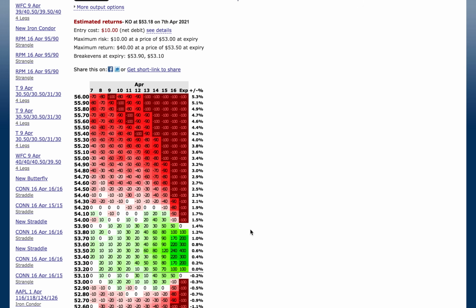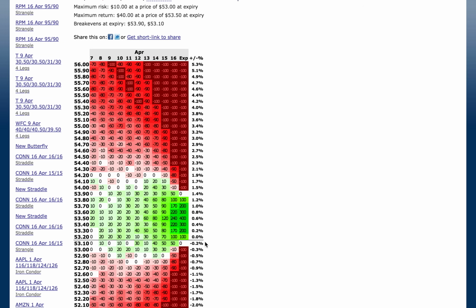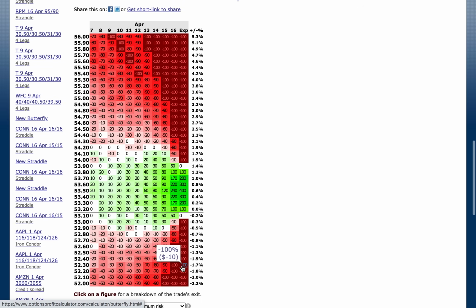Now, with that being said, guys, if on expiration date the price of Coca-Cola is above 53.90, you're going to lose money, right? You're going to lose all of your money for the most part. So you can see here, if it's at 54, you're losing all your money. It doesn't matter how much higher you go up, you're losing all your money. But again, it's only $10. Same thing down here. If it's under 53.10, you're going to lose all your money here. If it's under 53, you're going to lose all your money, $10 as well.